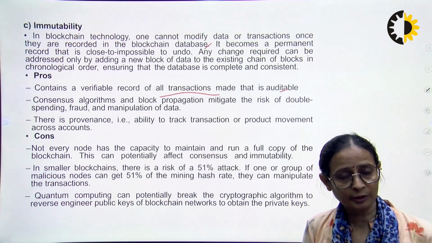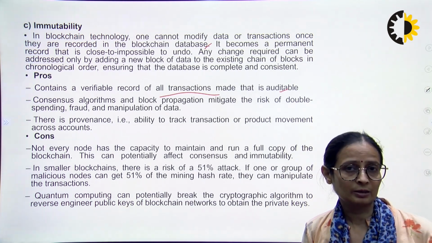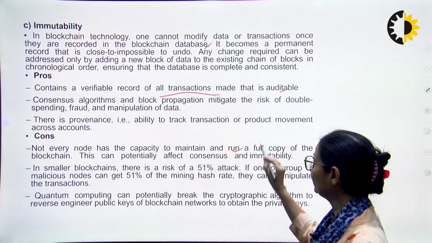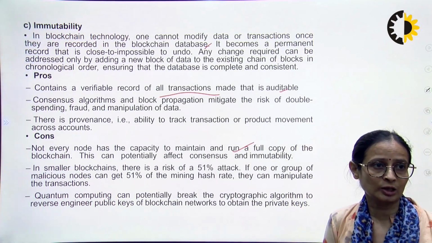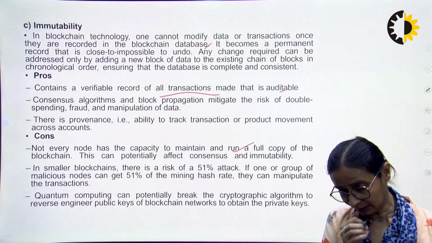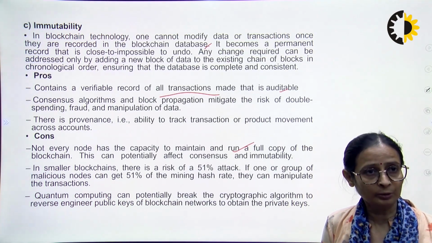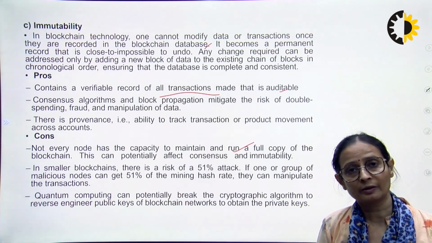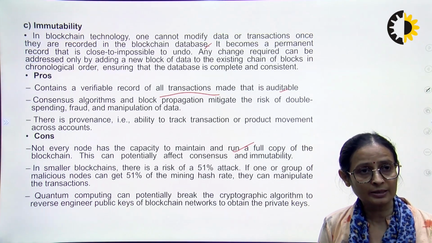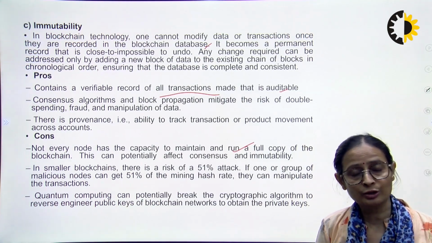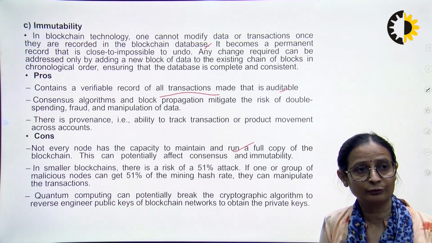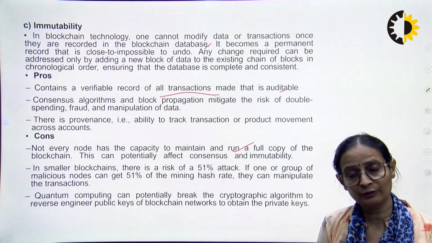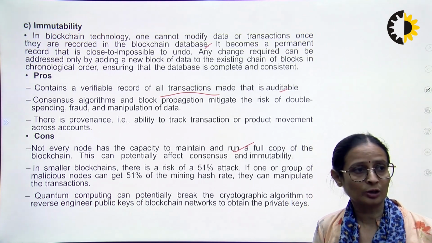But this immutability property comes with some disadvantages also. Not every node has the capacity to maintain and run a full copy of the blockchain. And for this, sometimes multiple miners come together, form a group and do the mining activity. In smaller blockchains, there is a risk of a 51% attack. That is, if one or a group of malicious nodes gain access to 51% of the mining hash rate, they can manipulate the transactions. Even they can manipulate the blockchain also.